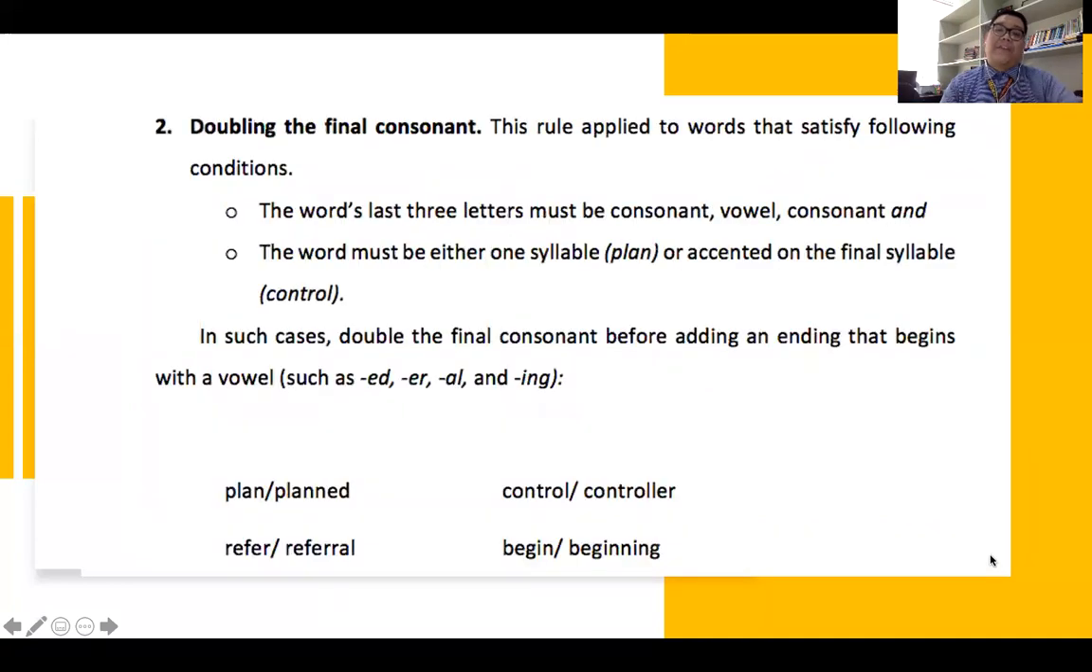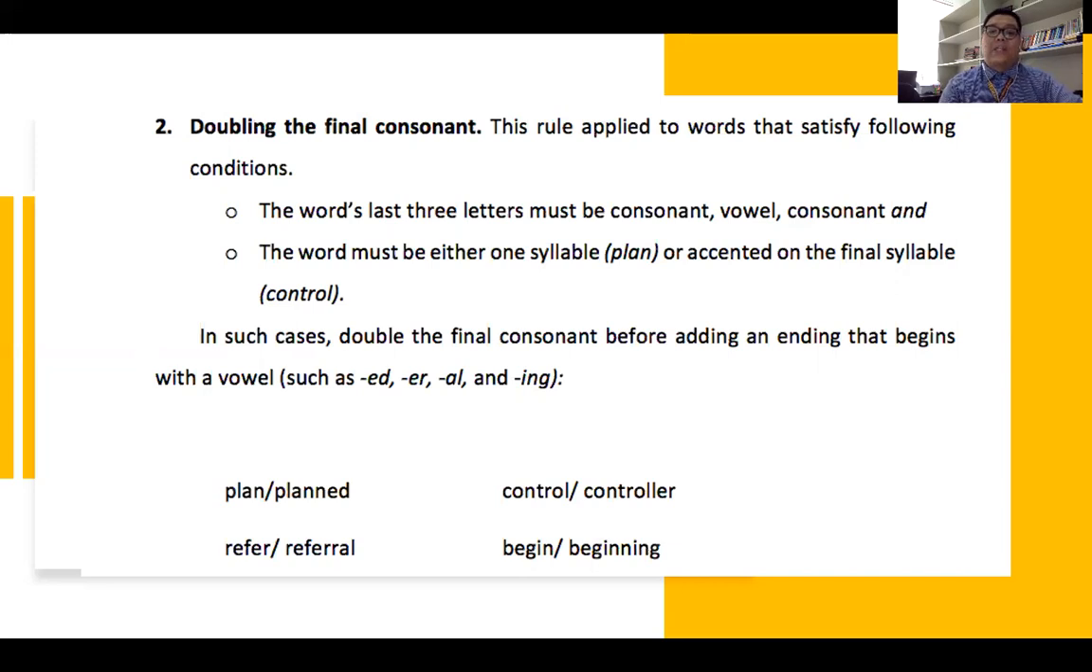You also have doubling the final consonant as one of the major problems when it comes to spelling words. Now, this rule applies to words that satisfy the following conditions. First, the word's last three letters must be consonant, vowel, and consonant. If you have a word whose last three letters have this order, then you need to double the final consonant. Second, the word must be either one syllable, such as plan, or accented on the final syllable, such as control. If you notice, the stress is on the last syllable, the troll syllable, control.